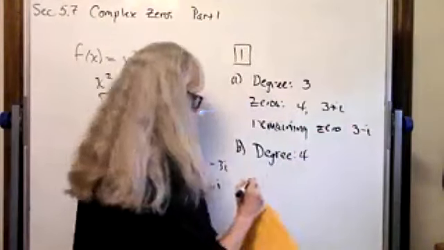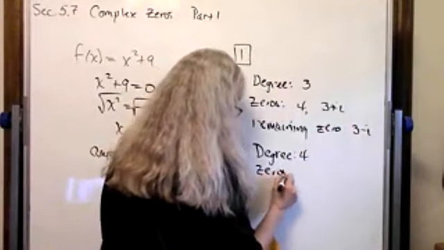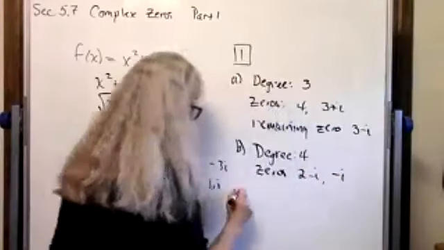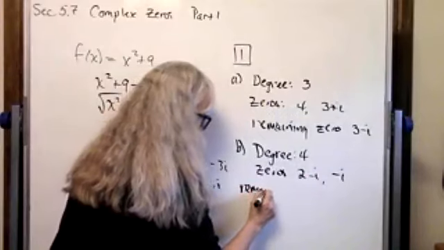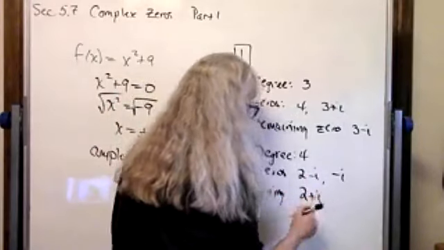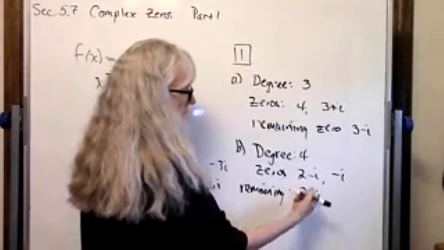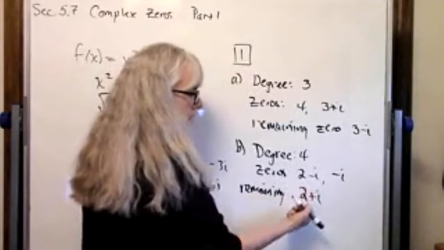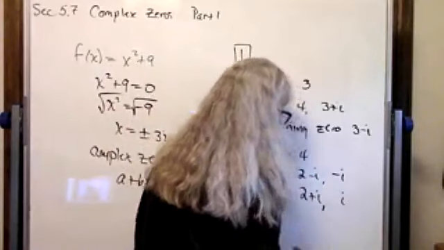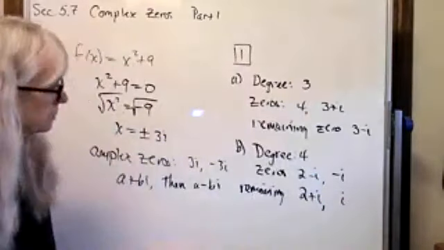And we know that the zeros are 2 minus i and also negative i. Well, then the remaining zeros have to be the conjugate pairs to those. So the first one would be 2 plus i. That's the conjugate pair to 2 minus i. Again, you don't change the sign on the 2, only the sign on the i. And then the conjugate pair to negative i would be a positive i, and those are the remaining zeros.